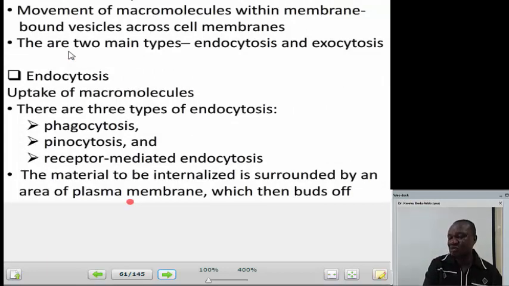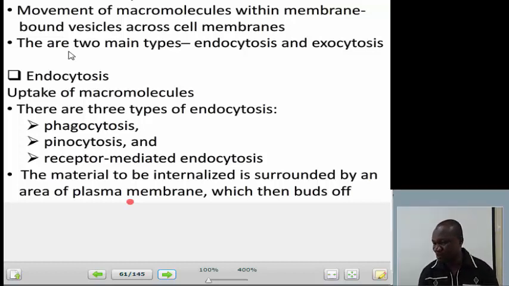The next transport mechanism we're going to see is the vesicular transport. Now, this is the movement of macromolecules, that is, large molecules, across the membrane. And these molecules are packaged in vesicles and sent across the membrane.